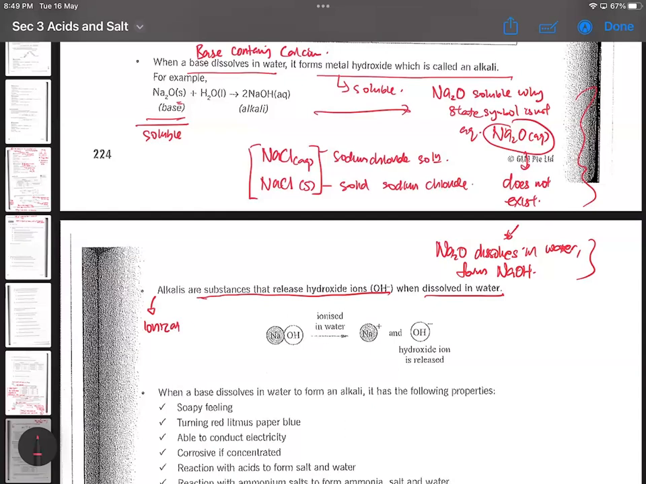So we can also understand this as undergoing ionization to form OH minus ions in water, or you can say undergoing dissociation. Same deal. Exactly how acids produce H+ in water, alkalis produce OH ions in water. Okay, let you digest this a bit.